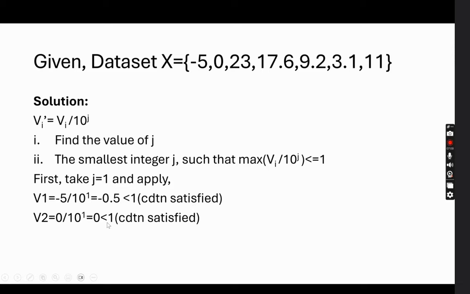And the second value is also less than 1, it satisfies the condition. And the third value is not less than 1. So it is 2.3, which is greater than 1. So the condition is not satisfied. Hence, we have to increment the j value. So take j is equal to 2 and apply in the same equation.